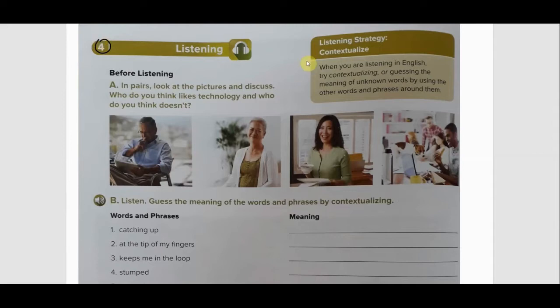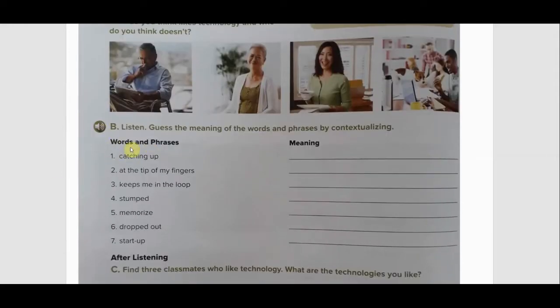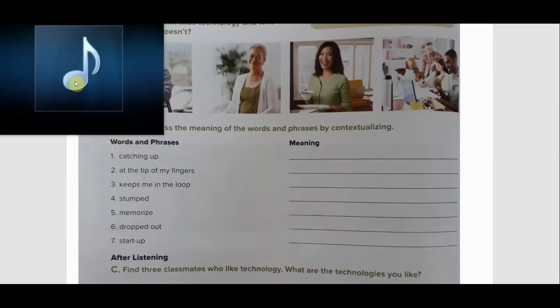So the listening strategy is to contextualize. So when you are listening in English, try contextualizing or guessing the meaning of unknown words by using the other words and phrases around them. That's just a fancy word for saying use the context. All right, so I will play the audio for the 4 paragraphs for you again, and then we will complete exercise B.